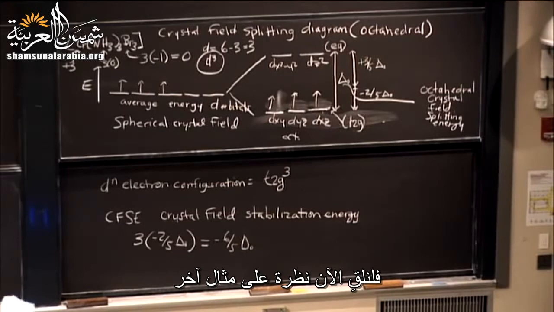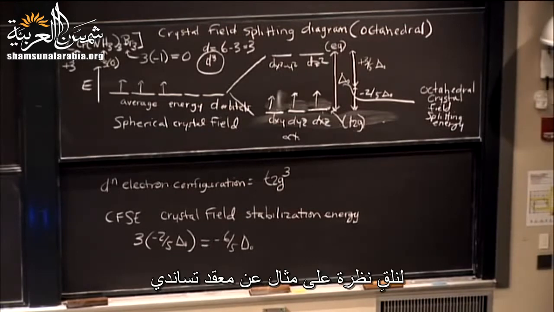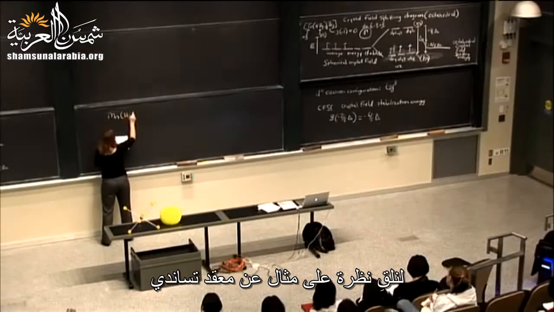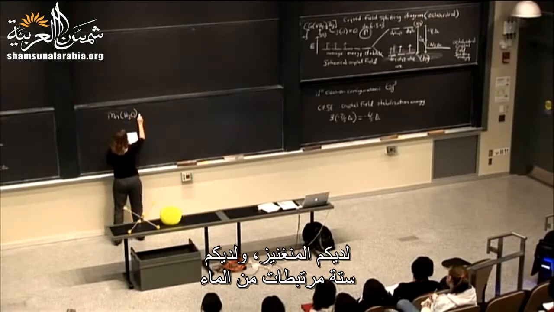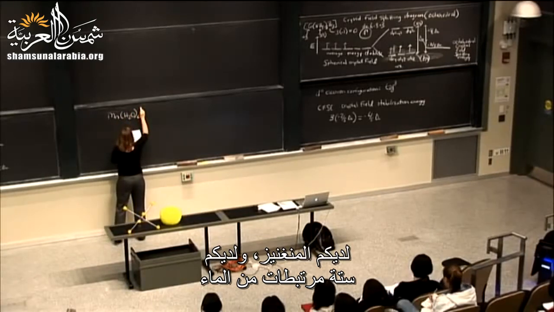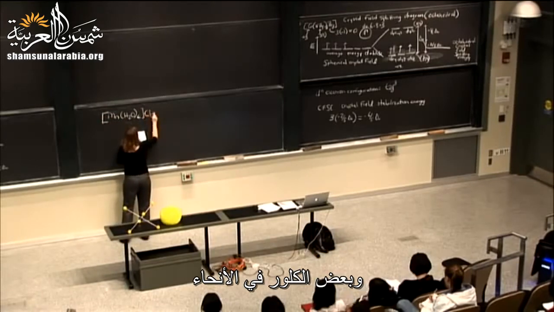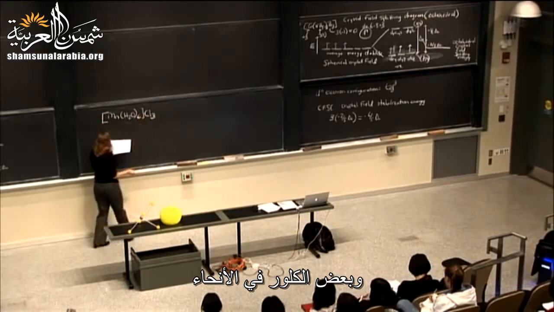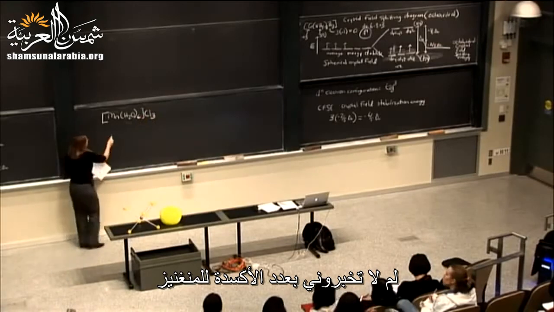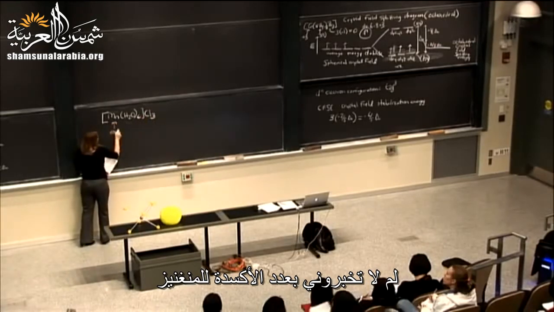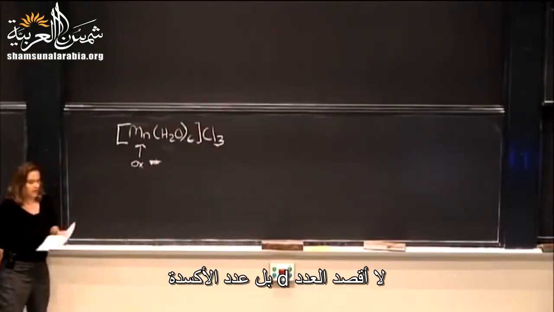So now let's look at another example. Let's look at an example of a coordination complex. You have manganese and you have six water ligands and some chlorides hanging around. So why don't you tell me what the oxidation number is for this now? Not the d count, but the oxidation number.